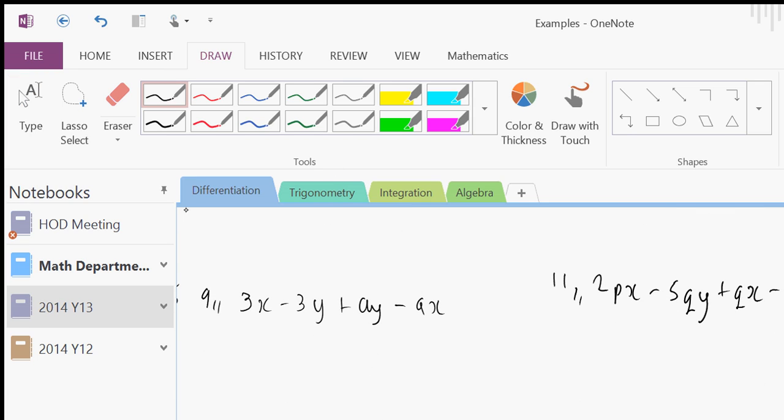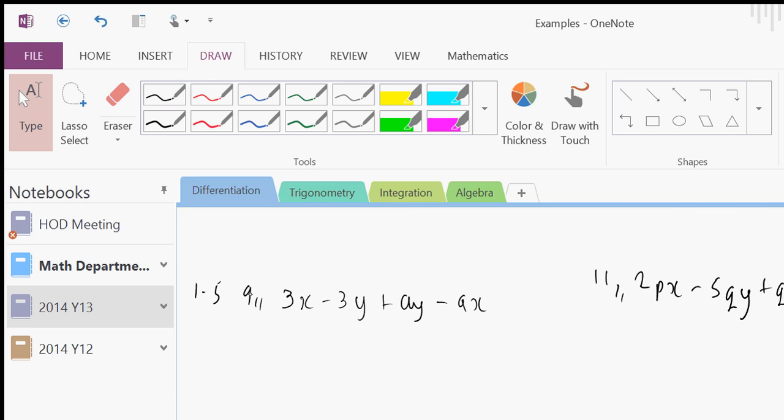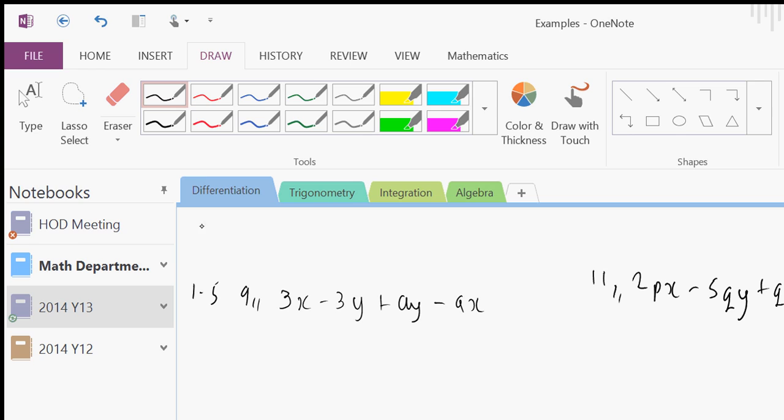Right, this here, question 9 on 1.5, is actually something called two-stage factorizing. You factorize the first, then you factorize again twice. On this one here, we've got a common factor of 3, and it's left with x minus y, plus we've got a common factor of a, and I'm left with y minus x.